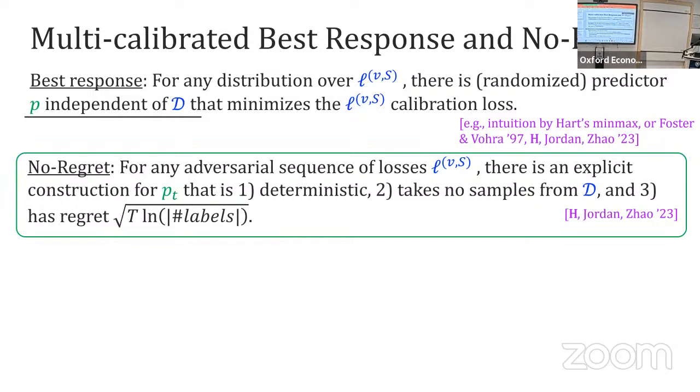Very similar to why we can give just the average solution, we can also find such predictors. In fact, we can find them without even looking at the distribution itself. So I do not need to see any x's or any y's. All I need to know is which predictor, like which groups and which v's I'm trying to be calibrated for.